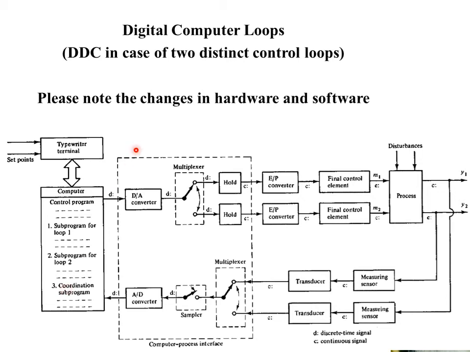So this is the way we can have direct digital control in the case of two distinct control loops, and we have noticed the changes which we have to bring about in hardware as well as in software for this type of digital control loops.